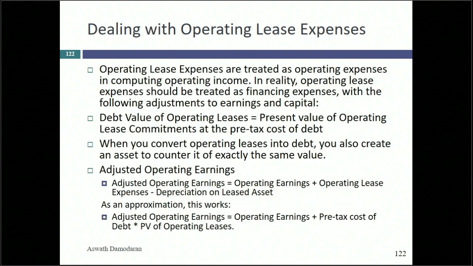Until last year, here's what would happen. If you had a lease expense, you'd show me the lease expense as an operating expense. You showed nothing in debt. So if you're a retailer and you had a 15-year lease, you showed nothing in debt. But in the footnotes, you would show what your lease commitments were for the next 5 years and beyond. So even though you didn't show it as debt, in the footnotes at least, you revealed how much your contractual commitments look like.